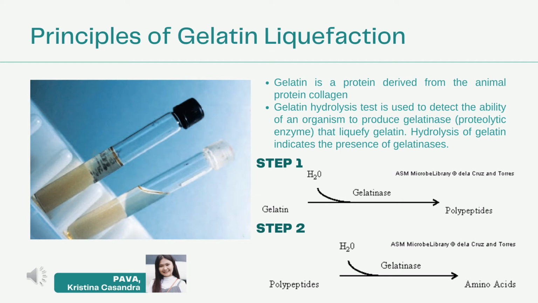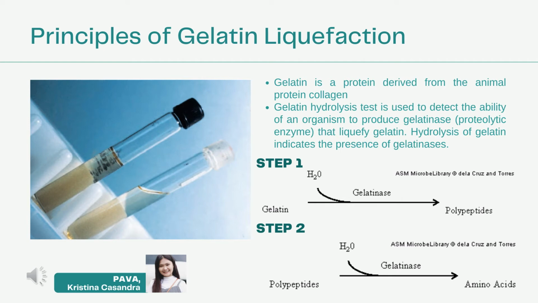Gelatin hydrolysis can also be used to assess the pathogenicity of certain bacteria. The production of gelatinase can often be correlated with the ability of a bacterium to break down tissue collagen and spread throughout the body of a host.